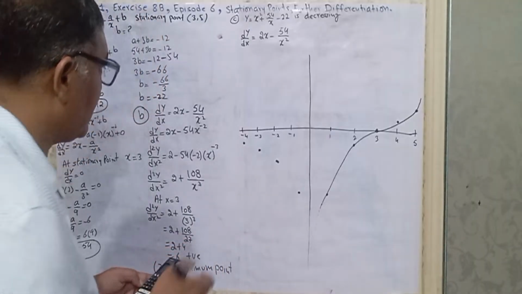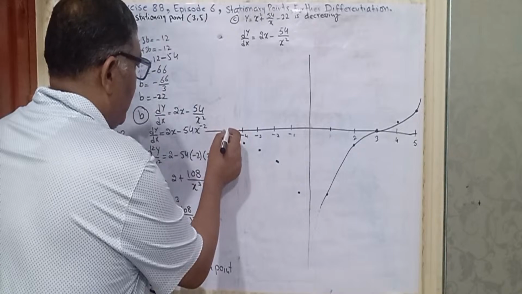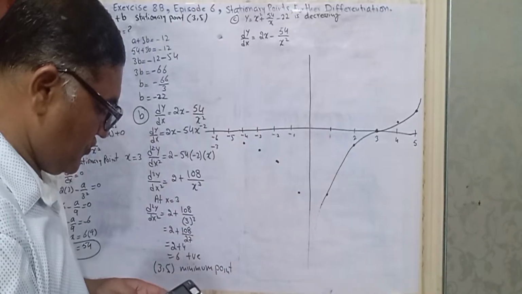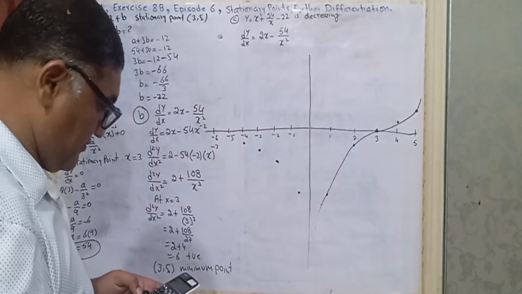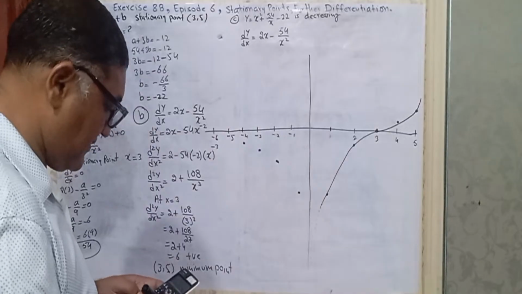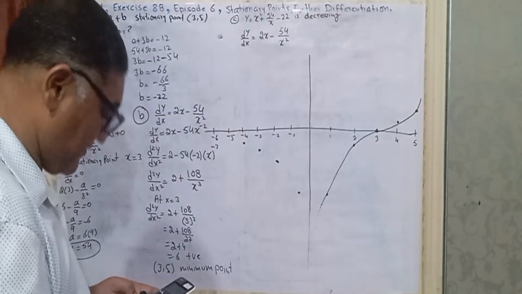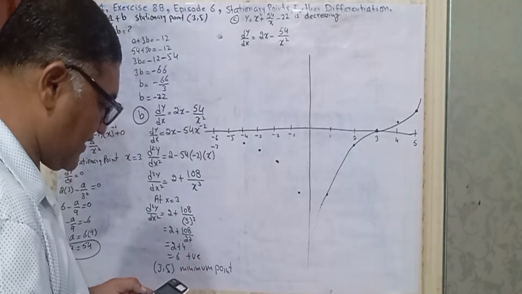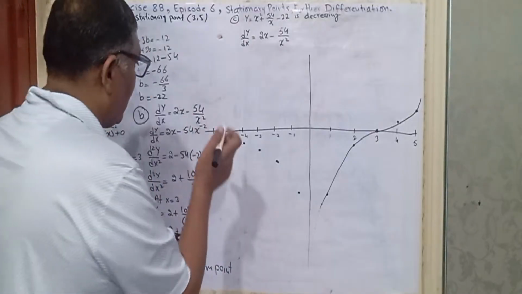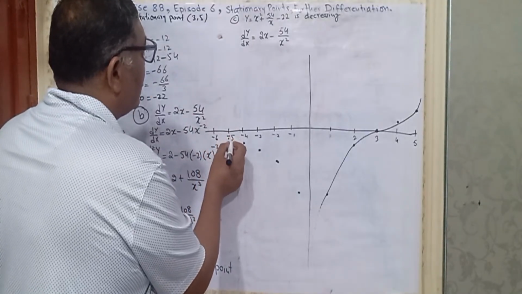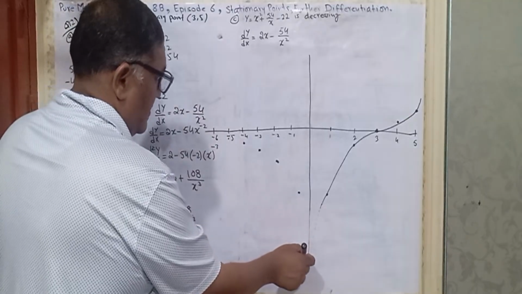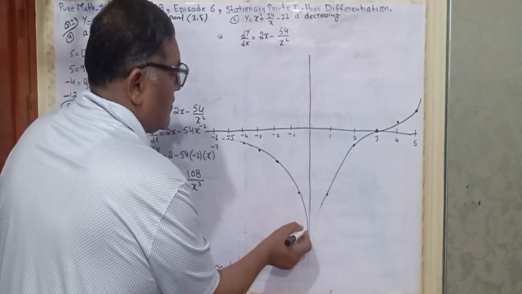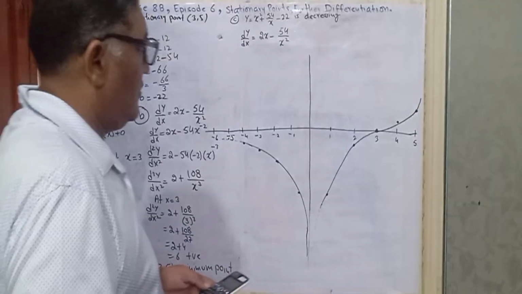Then I can check on -5, because it's going to cross here. Let's see. 2 multiply (-5), then we have -54 divided by (-5) squared equals, it's -12 point something, so it's going near, it's going like this.